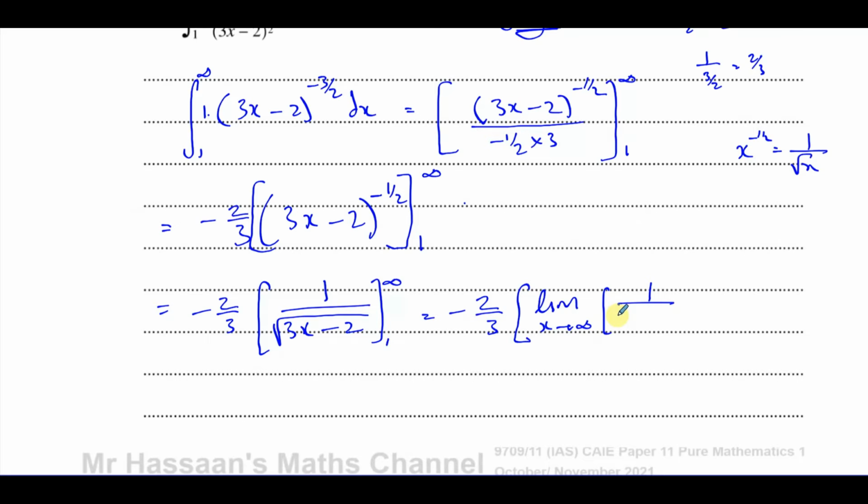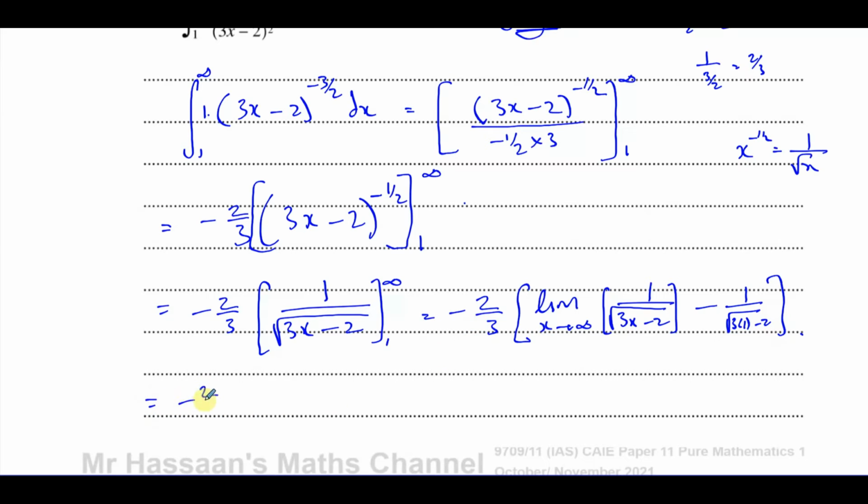1 over 3, the square root of 3x minus 2. And then you're going to have to put 1 into here. So it's minus 1 over the square root of 3 times 1 minus 2. And this will give us our answer.